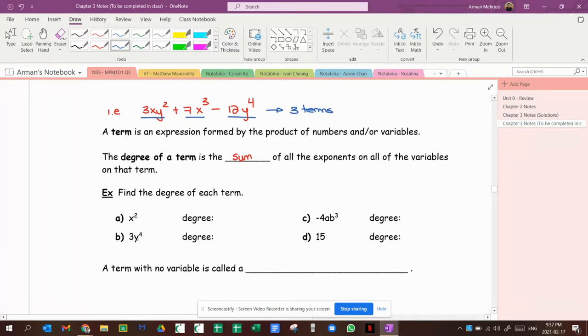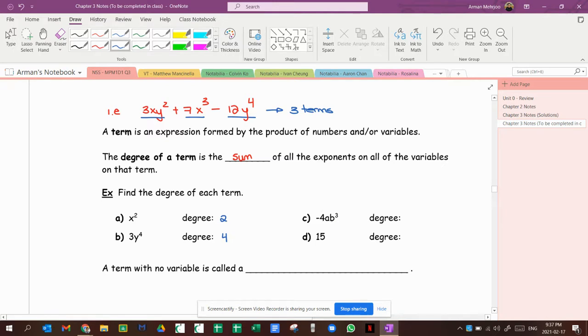Enough about that. Let's go on to the degree. So basically this one here has a degree of 2. I'm looking at the exponent and I see 2. For this one here, I look at the exponent and I see a 4. So the degree of this one is 4.